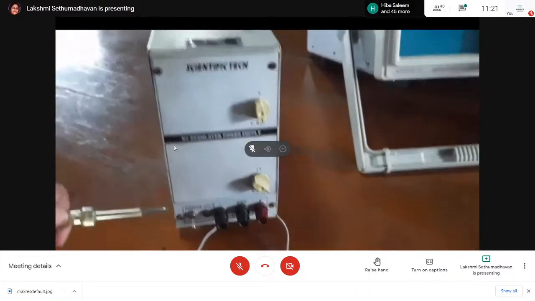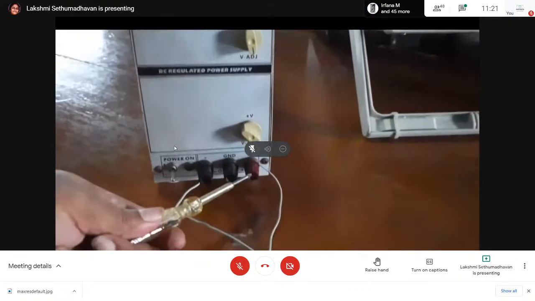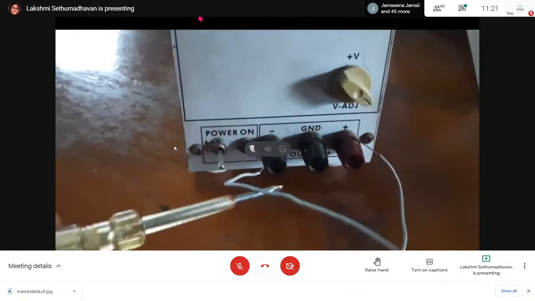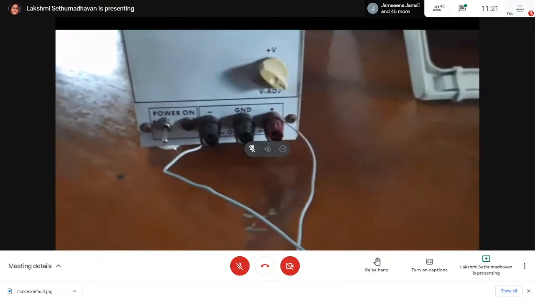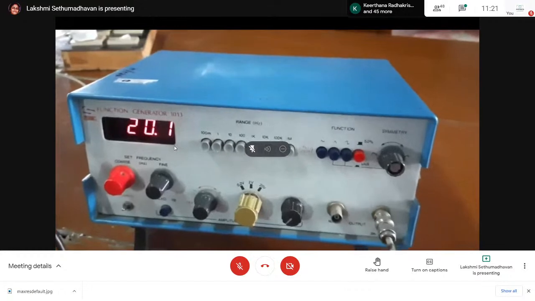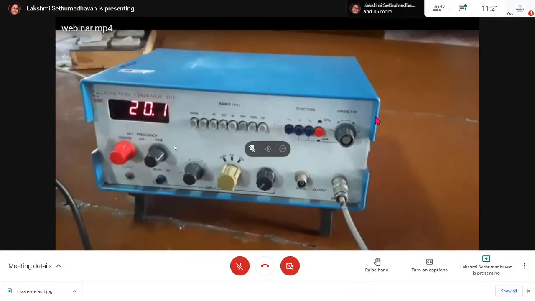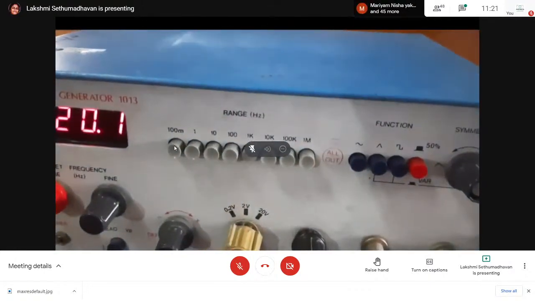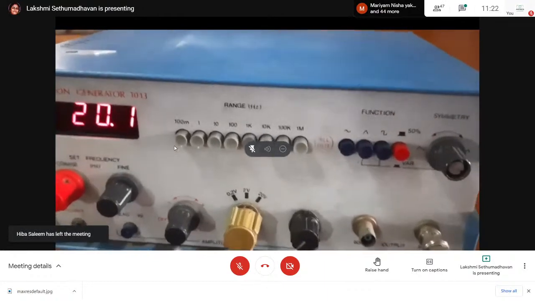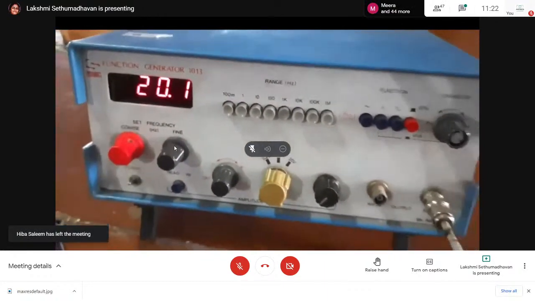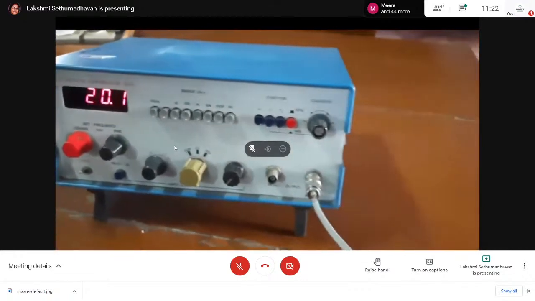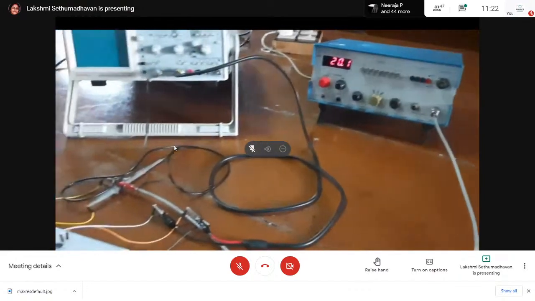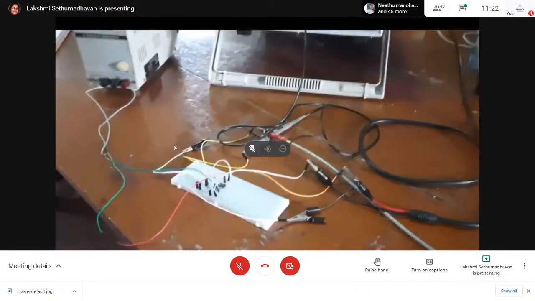This is a dual power supply. The positive is connected to pin 7 of IC and minus VCC is connected to pin 4 of the IC. This is a signal generator. We'll be taking a sine wave from this. For convenience, I'm taking a 1 kilohertz frequency sine wave of 20 millivolt voltage. So this is the BNC connector from the sine wave generator, and it will be connected to the input pin 2 of the IC.